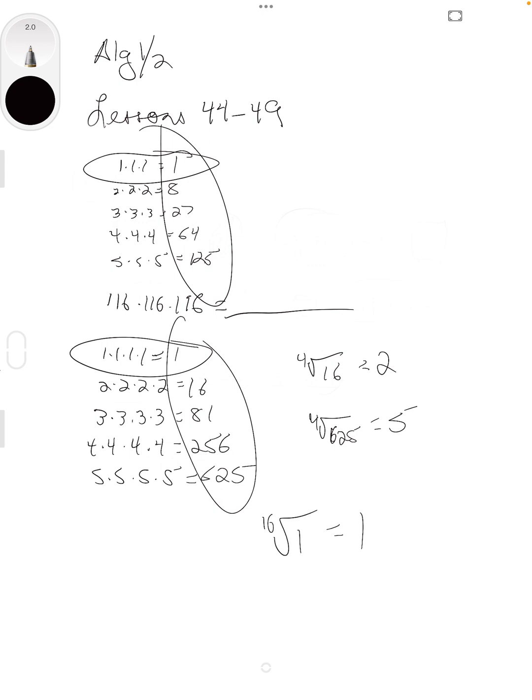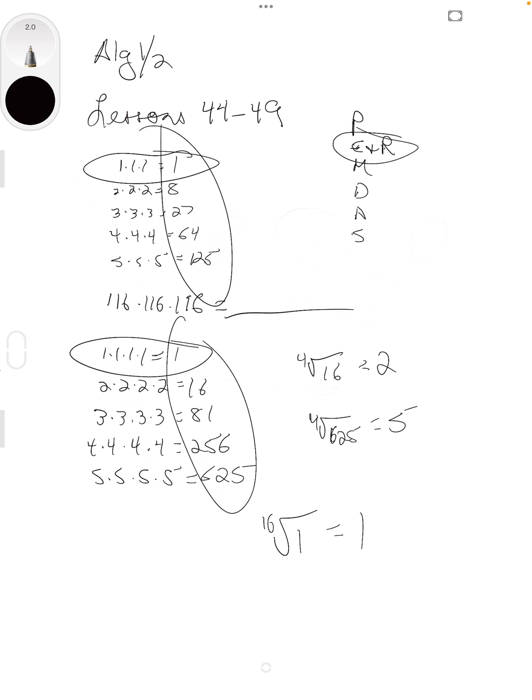Because 1 times 1 times 1 times 1 times 1 times 1 times 1, 16 times is still 1. Okay? So these are roots. Remember, please excuse my dear Aunt Sally. Roots go here. Some people learn this as please remember, my dear Aunt Sally.